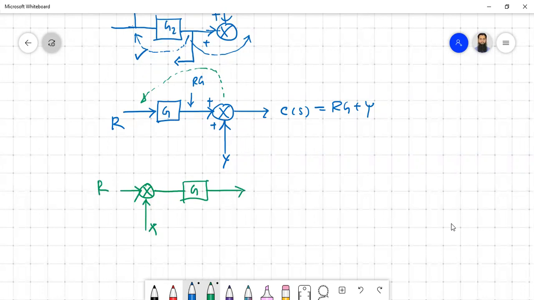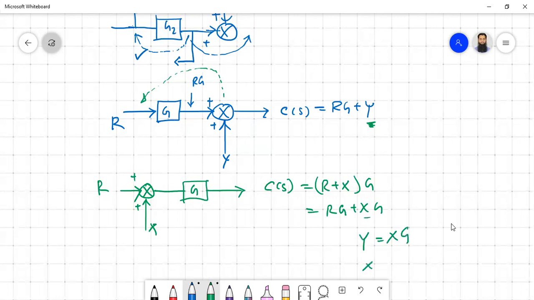This is R. So basically now what we are going to have as C(s) is R plus X added together. Then it will be multiplied by G. So what we are going to get is RG plus XG. But we know that we need Y there. So Y should be equal to XG. So X can be replaced by Y by G.